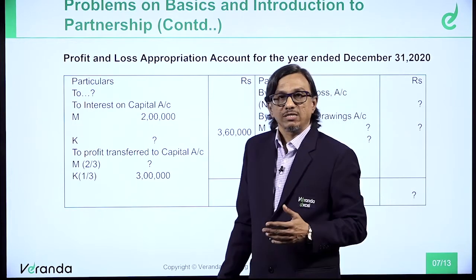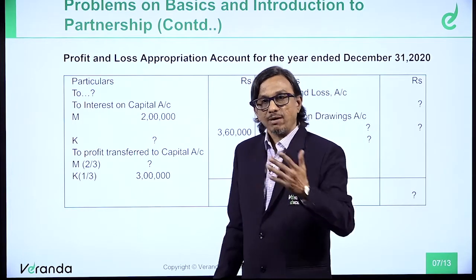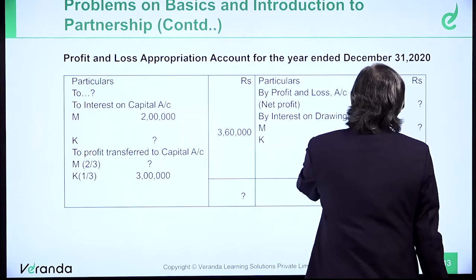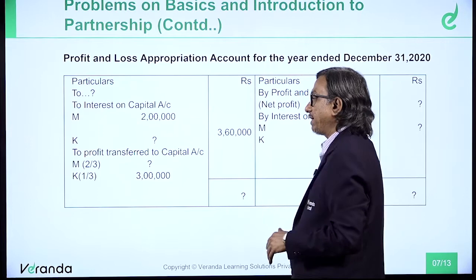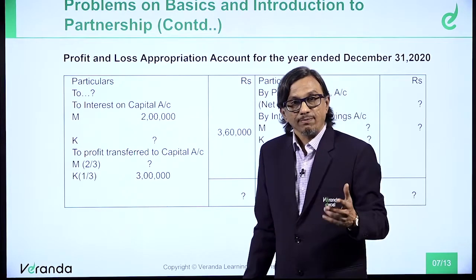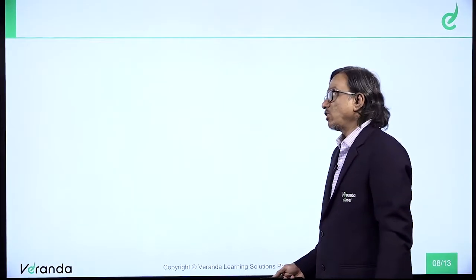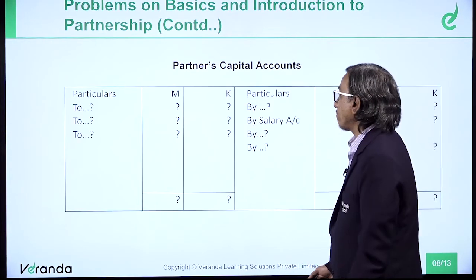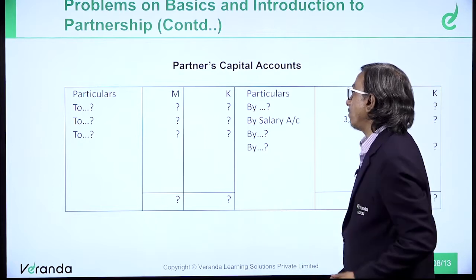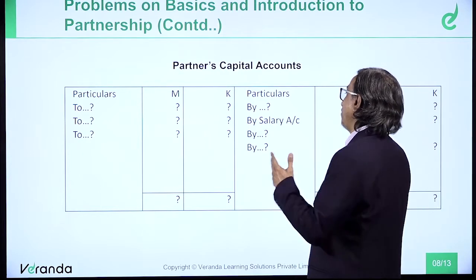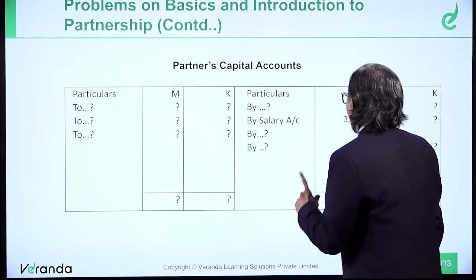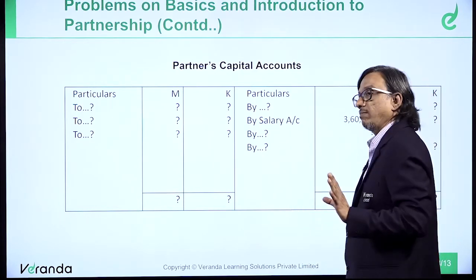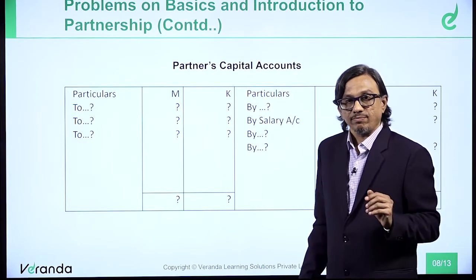The drawings amount is already given in the question. You have to apply and calculate it and put it. Once you do that, you may get the profit for the year as a balancing figure. So, now we will go to the next one. Partners capital account is also given. In that also we have lot of missing figures to be filled up. Only one information is given, that is salary to M, 3,60,000.